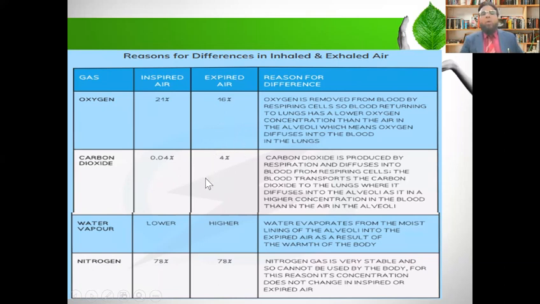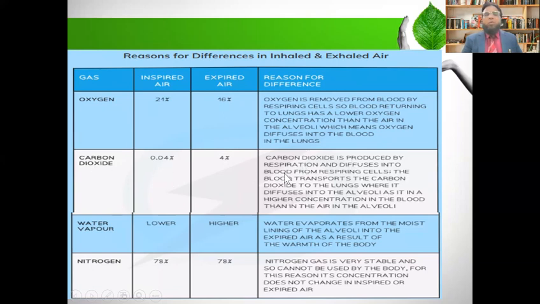So how is the amount of CO2 increased? Because each and every cell of our body releases carbon dioxide gas in the process of cellular respiration, due to which it becomes part of expired air, and the amount of this expired air is increased. Okay, you can see it in the form of carbon dioxide gas.